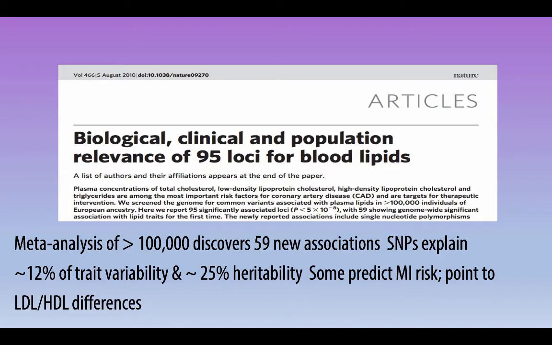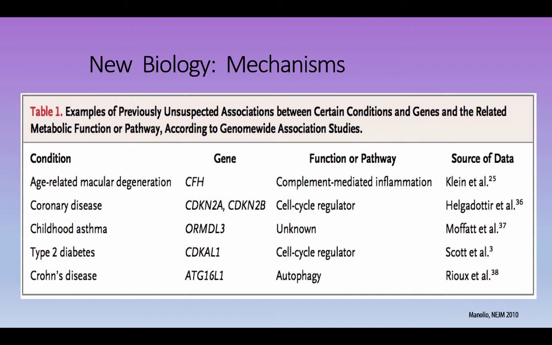We look at a meta-analysis of all different types of SNP associations related to blood lipids. We can find, across all these different studies, 59 new associations of SNPs that are explaining 12% of the trait variability and 25% of the heritability. So, having a decent sized effect on this issue. And there's a whole bunch of other cases where we've used GWAS studies and found specific associations that have been really important to us understanding how these diseases work.